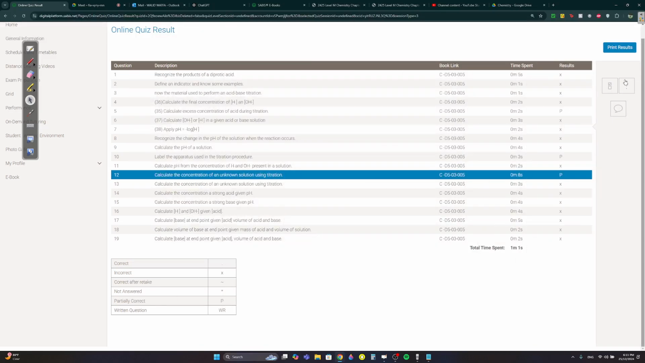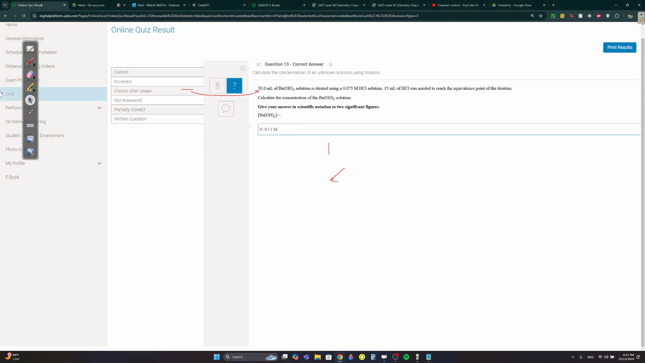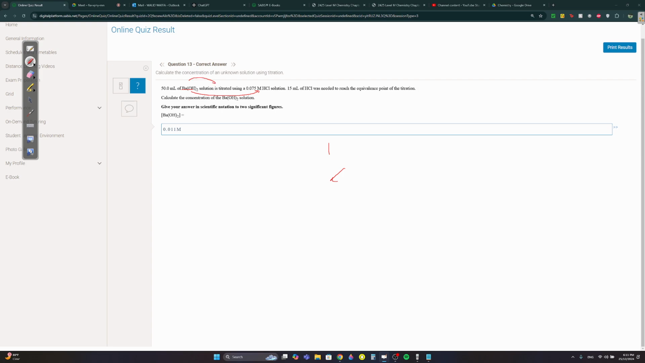So here, if you say, for example, HCl is titrated, that means HCl should be down. And then here, for example, they said BaOH is titrated, so this is your burette and this is your conical flask. That means BaOH should be down. The thing being titrated should be down. The question in the notes is wrong.